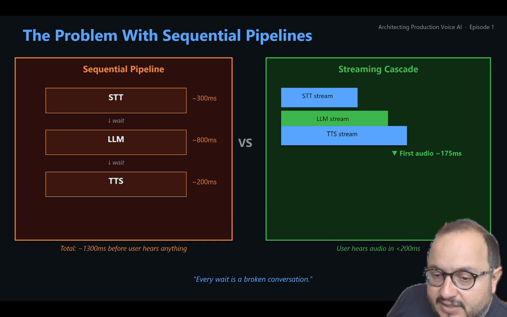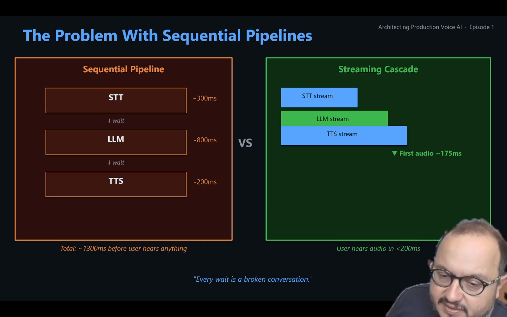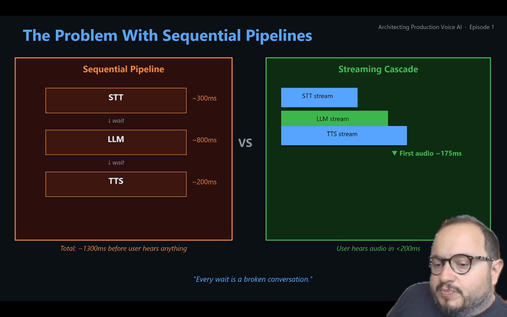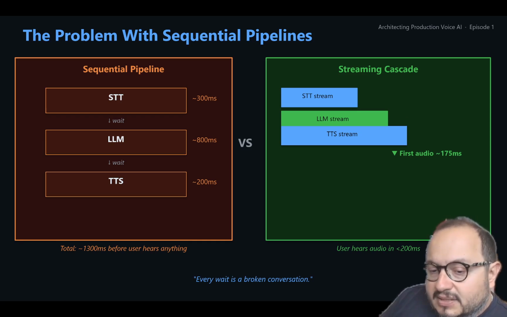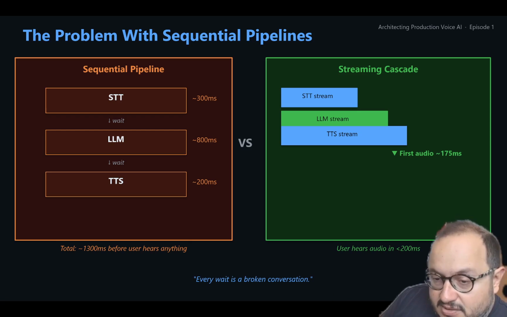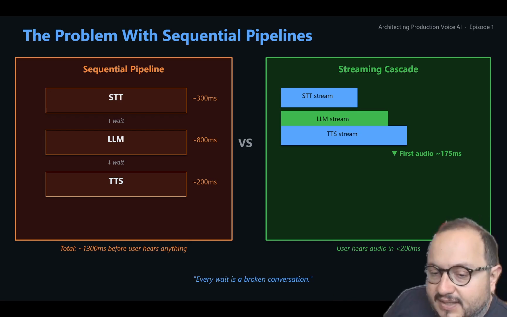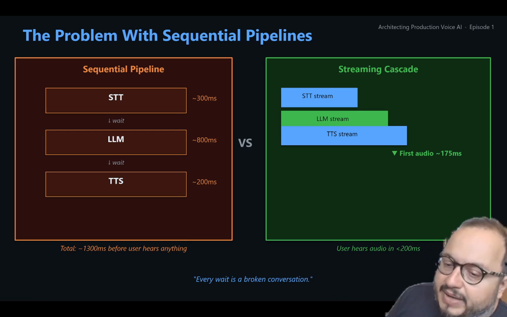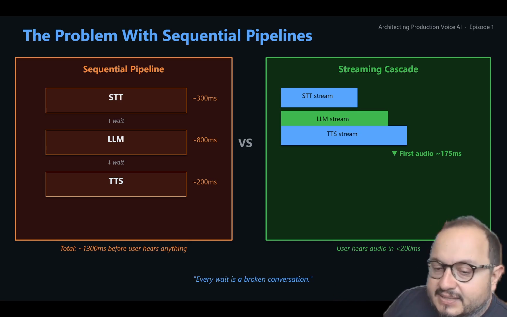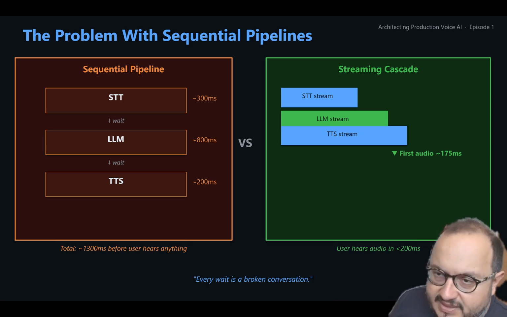Now contrast that with a streaming cascade. The speech-to-text model does not wait for silence before returning results. It streams partial transcripts in real time. As those partials come in, you start building the LLM prompt incrementally. The moment the LLM starts producing tokens, you pipe those tokens into the TTS engine. The TTS engine converts the first sentence to audio and starts playing it back while the LLM is still writing the second sentence. The user hears the first word within 200 milliseconds of the request.